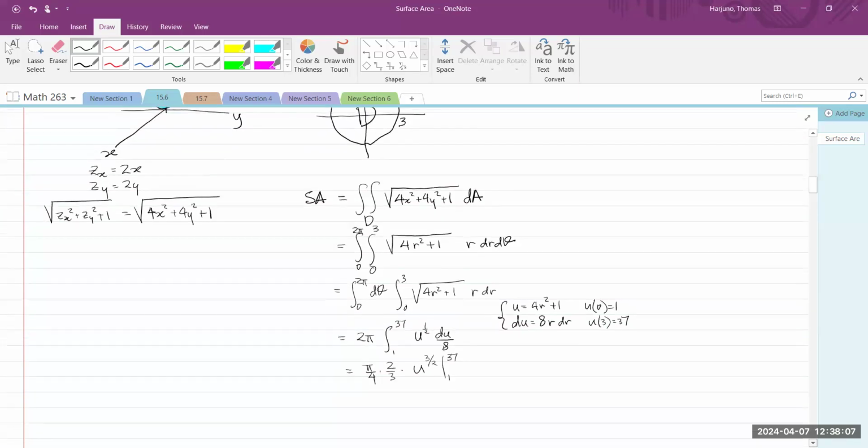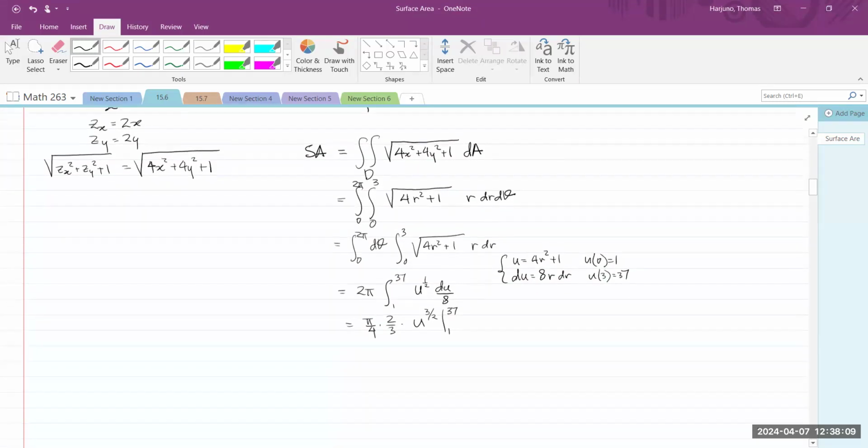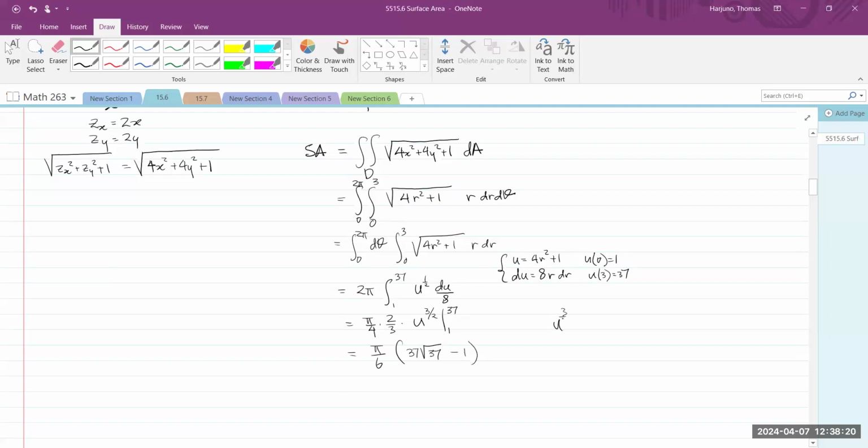And then simplify further, plugging in numbers. This will be pi over 6 times (37 square root of 37 minus 1). Now, u to the power of 3/2 is the same as u times u to the power of 1/2, right? u square root of u. Okay?